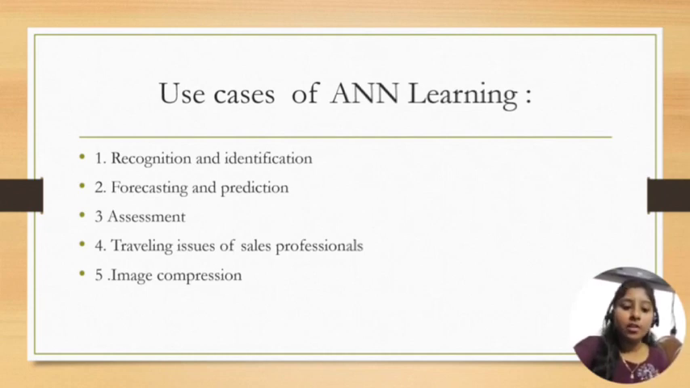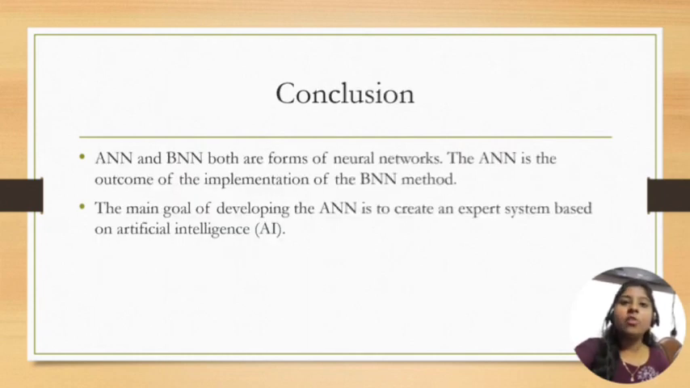So the final conclusion is that artificial neural networks and biological neural networks are a form of neural networks. The artificial neural network is the outcome of the implementation of the biological neural method. The main goal of developing artificial neural networks is to create an expert system based on artificial intelligence.